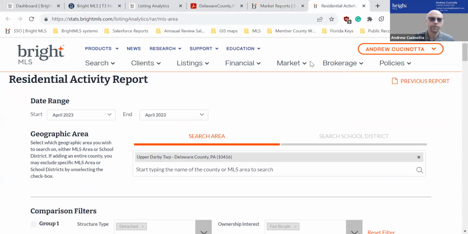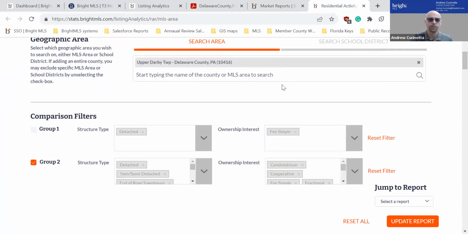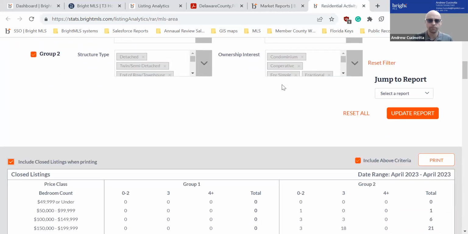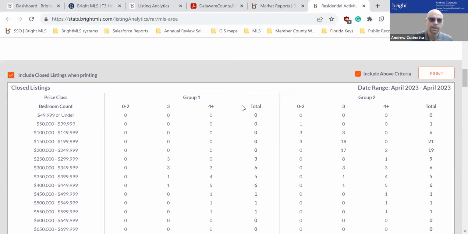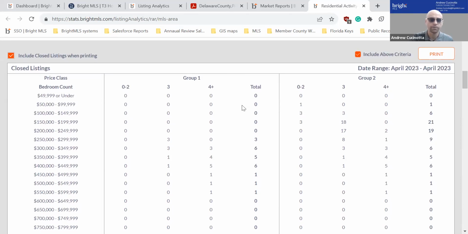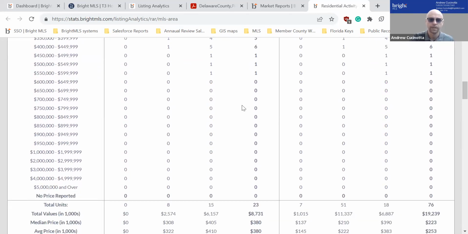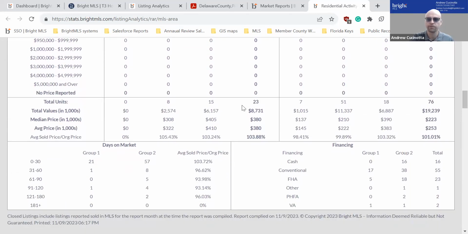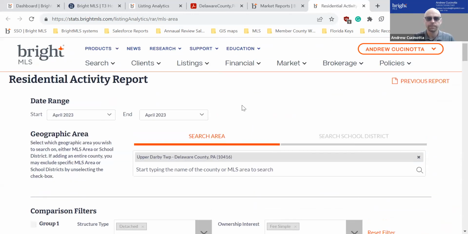For today, the last one we're going to take a look at is residential activity report. Now, this report allows you to compare two different groups of listings to see how one might be performing against the other, and again, help you tell that story of market activity. Continuing down, we have it broken down by pricing and total number of transactions within that pricing bracket. Coming down a little bit further, you're going to see the summary information. So again, all of these reports can be used to help tell the story of what's been going on in the market.